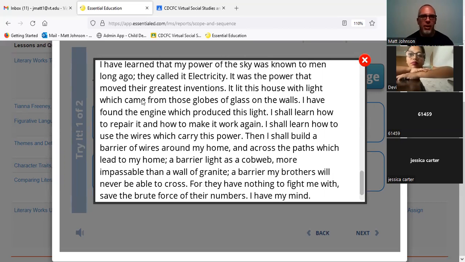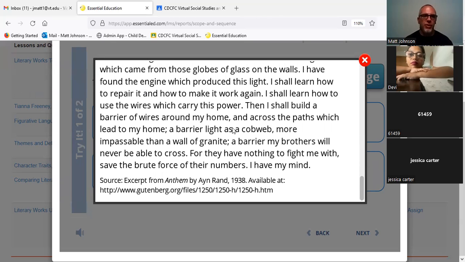Then I shall build a barrier of wires around my home and across the paths which lead to my home. A barrier light as a cobweb, more impassable than a wall of granite. A barrier my brothers will never be able to cross, for they have nothing to fight me with, save the brute force of their numbers. I have my mind.